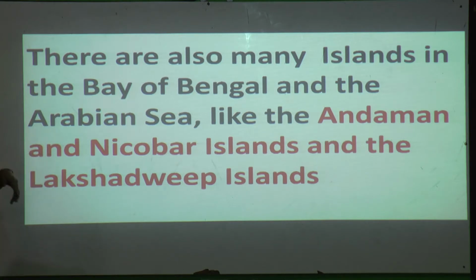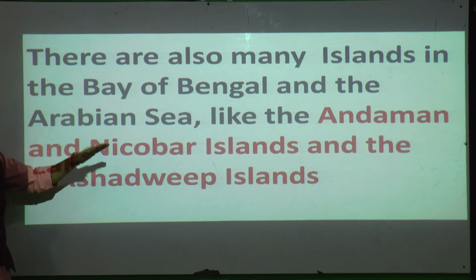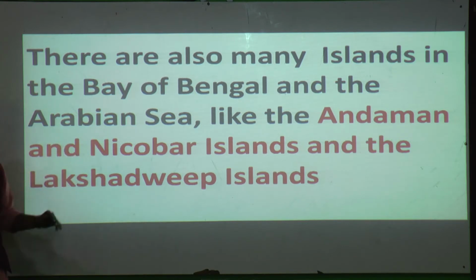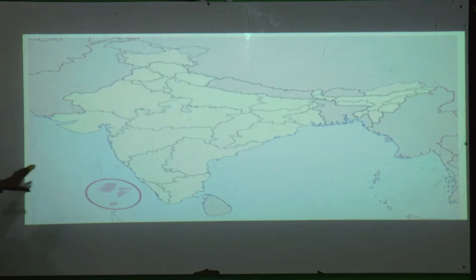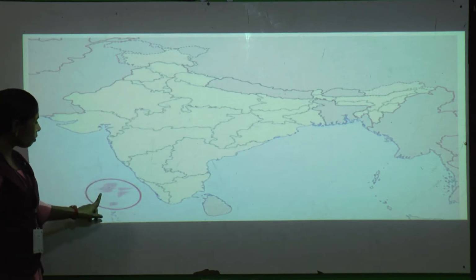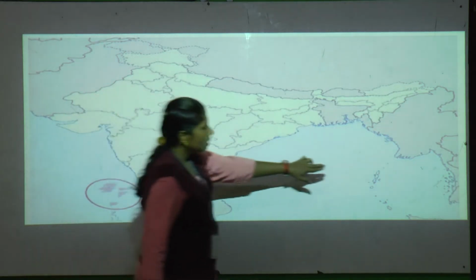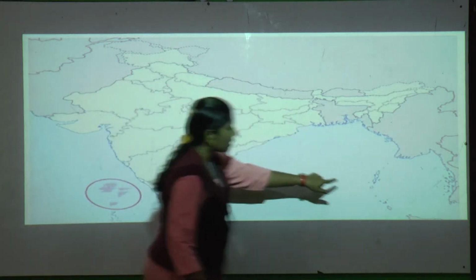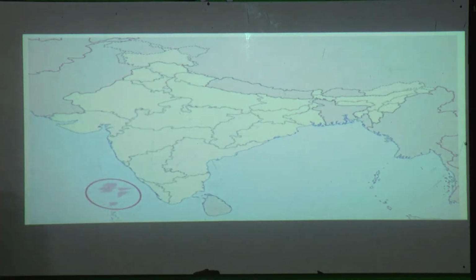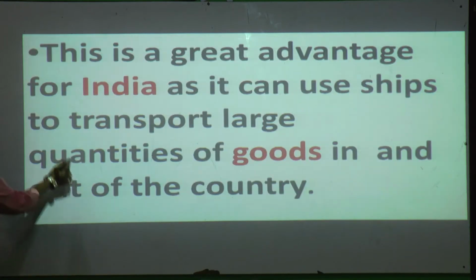And then what do we have here? The Andaman and Nicobar Islands and the Lakshadweep Islands. You all know that the Bay of Bengal lies there, and the Arabian Sea is also there. Apart from that, we have the Andaman and Nicobar Islands and the Lakshadweep Islands. On this India map, can you see small dots over here? Yes, those are nothing but the islands.